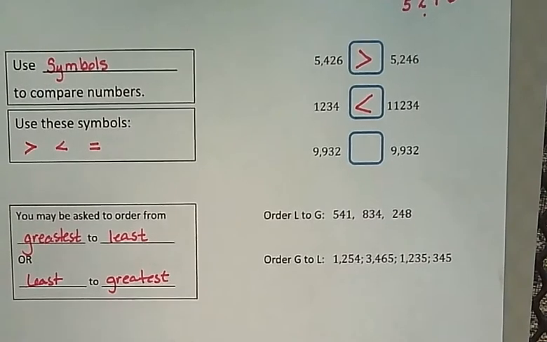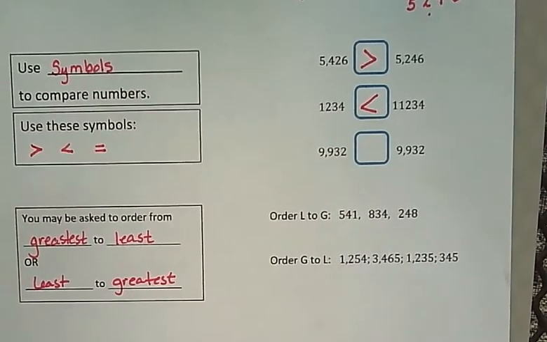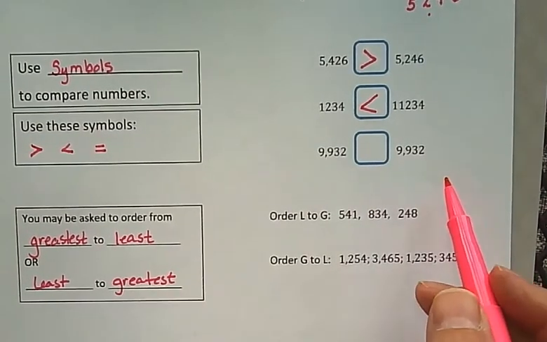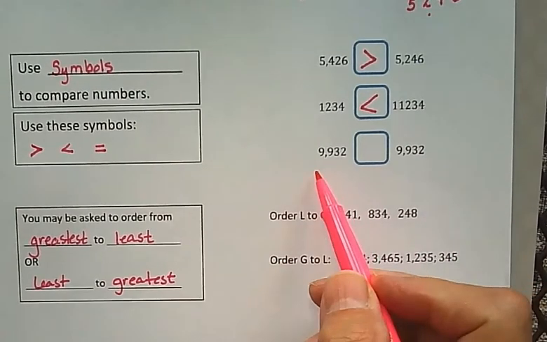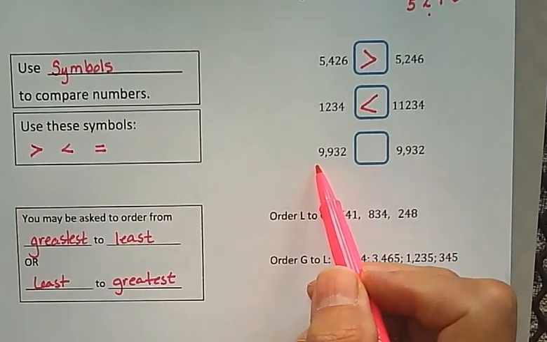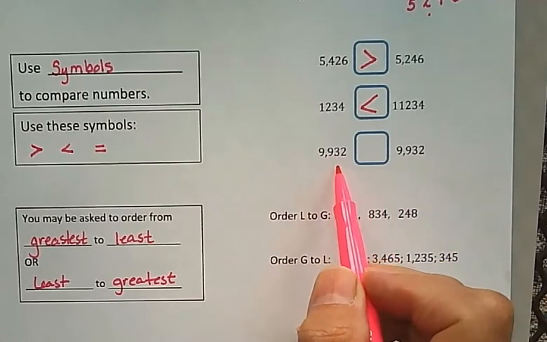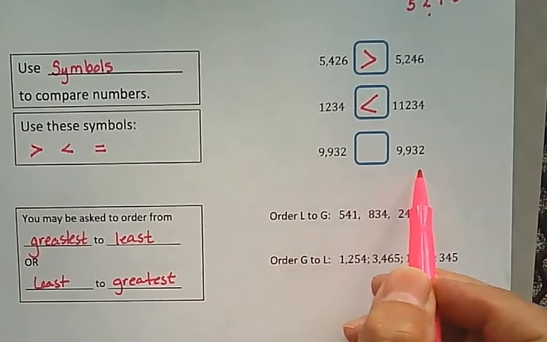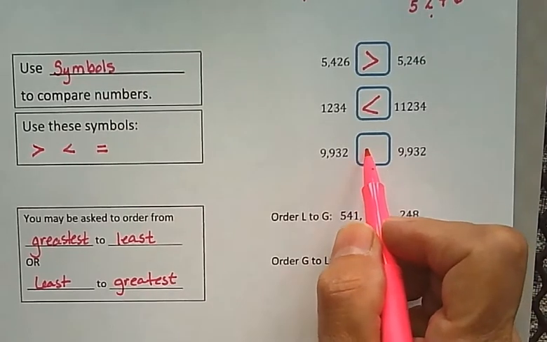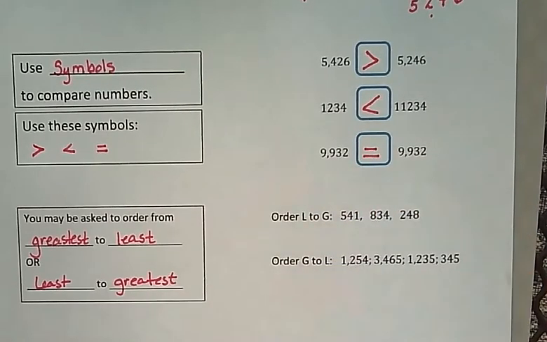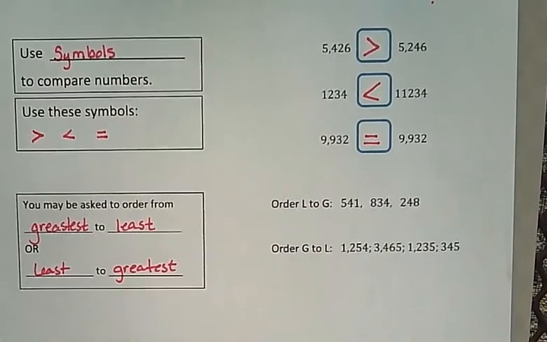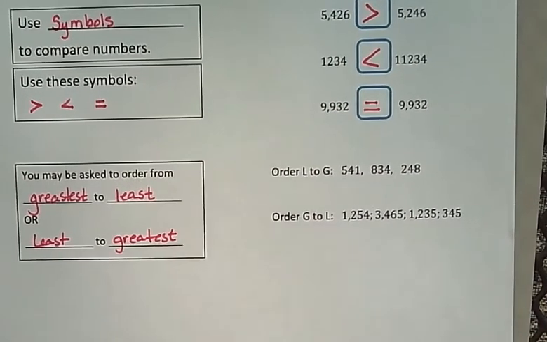All right, our next numbers then, 9,932 and 9,932. Well, they're both exactly the same. They both have a 9 in the thousands place, a 9 in the hundreds place, a 3 in the tens place, and a 2 in the ones place. And so, of course, we'll use our equal sign there to show that those are exactly the same. Now we're on to ordering our numbers.